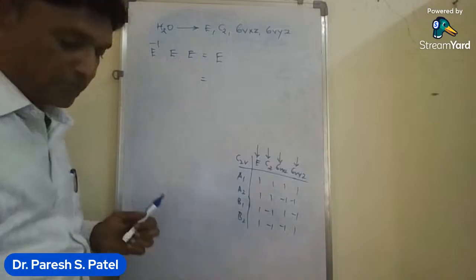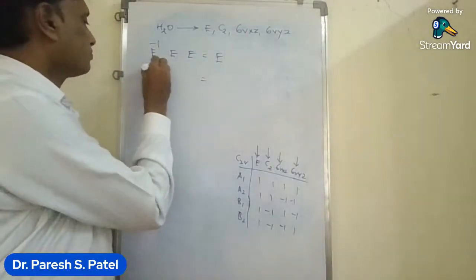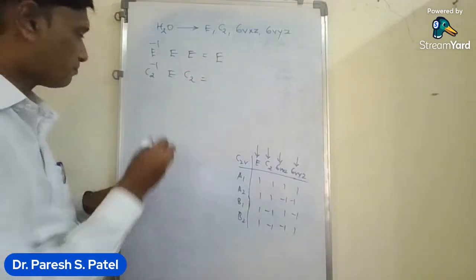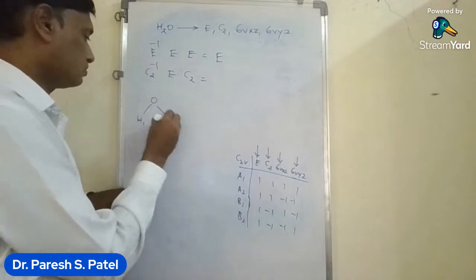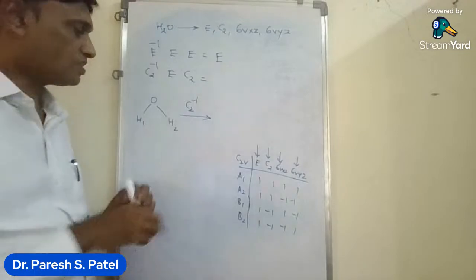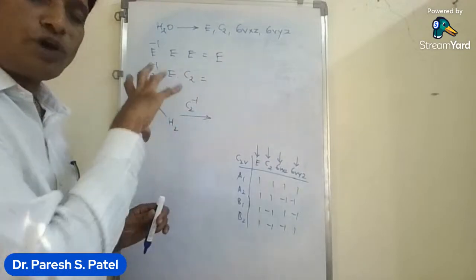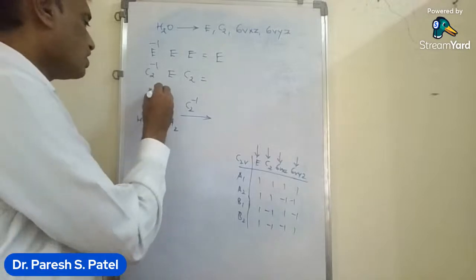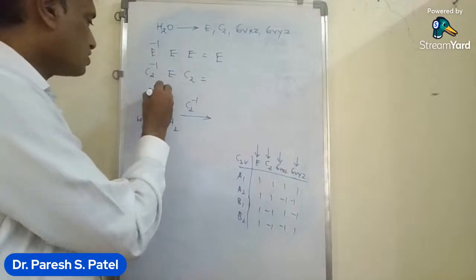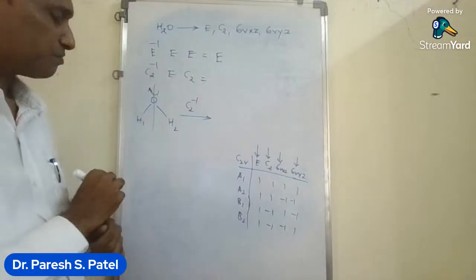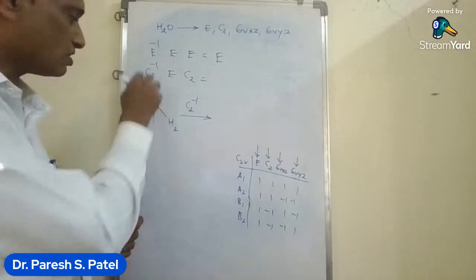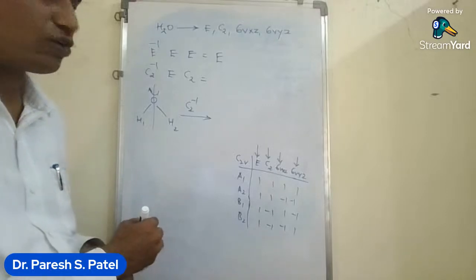We already discussed the identity. Now C2 inverse E into C2. C2 means C2 to the power 1. What is C2 or C2^1? We have to rotate the molecule along this axis by 180 degrees clockwise. That is known as C2^1 or C2. And its inverse means we have to rotate the molecule along this axis by 180 degrees anticlockwise.